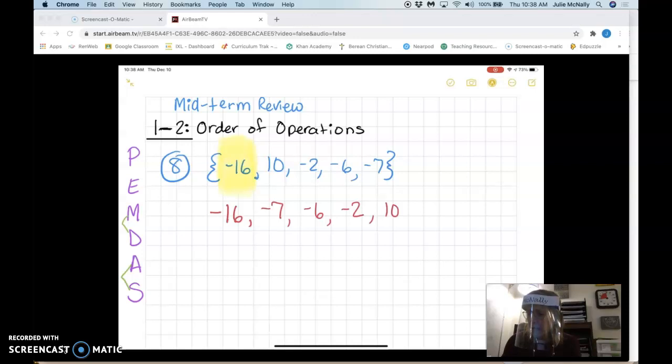Awesome. And then I'm going to end by putting those little squiggly bars on either side, because that just means these are a set of numbers that go together, and we don't want them to be separated. So we started with the most negative, that would be the least, and then we put them in order to the most positive. So most negative to most positive will get you least to greatest.